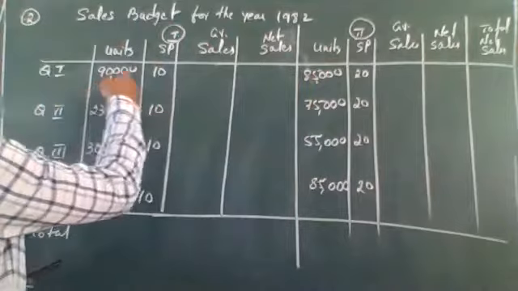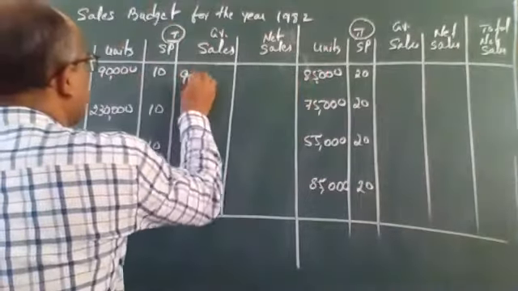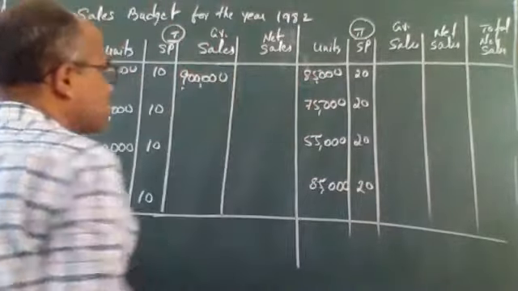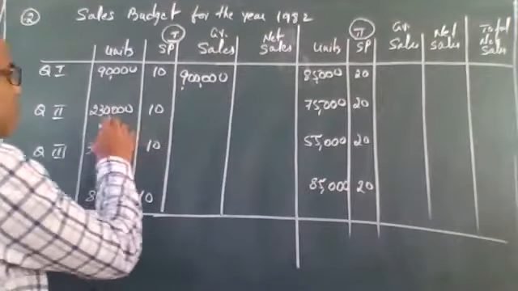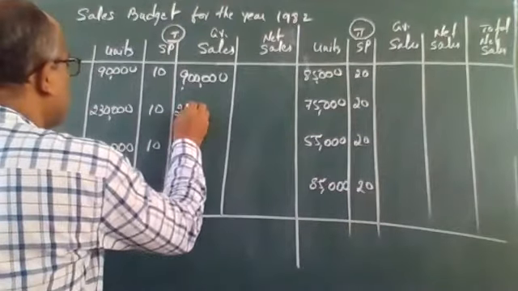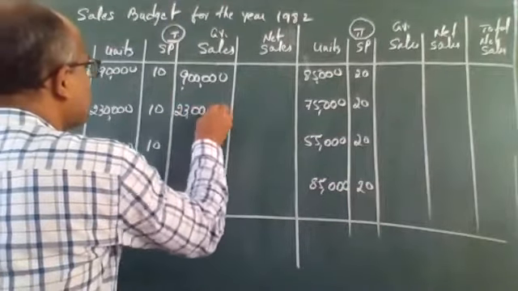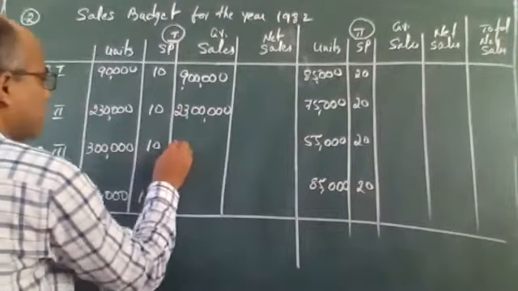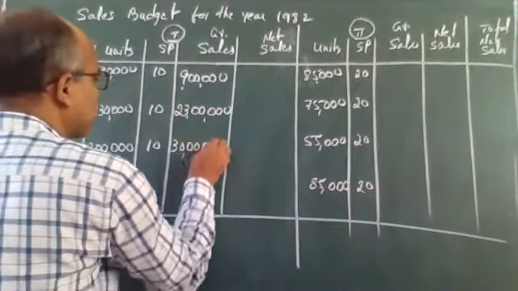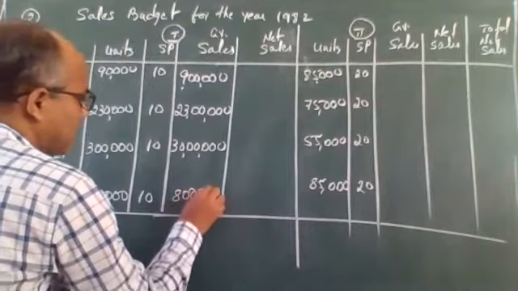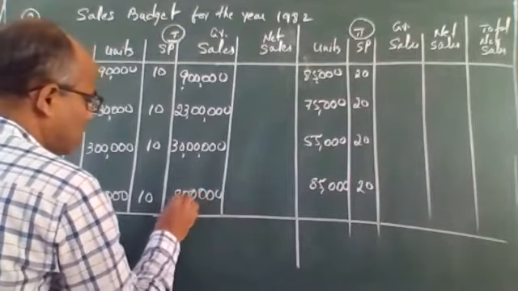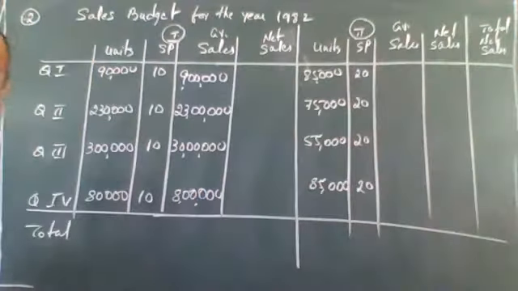So if I take 90,000 into 10, my gross sales would be 9 lakhs. But when I'm writing the net sales, it's simply you have to just multiply this. 2,30,000 into 10, it is 23 lakhs. 3 lakhs into 10, it is 30 lakhs. 80,000 into 10, it is 8 lakhs. Okay. Now, what is it that you have to do here?